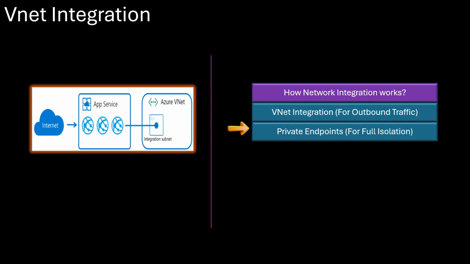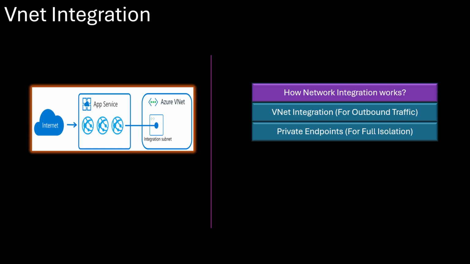If you want to completely block public access to your app, you should use Azure Private Link with private endpoints. This method assigns a private IP to your app service and ensures that all inbound and outbound traffic stays within your virtual network. Unlike regular VNet integration, private endpoints allow your app to be accessed only from within your private network and make it an ideal solution for scenarios where security and compliance are top priorities.